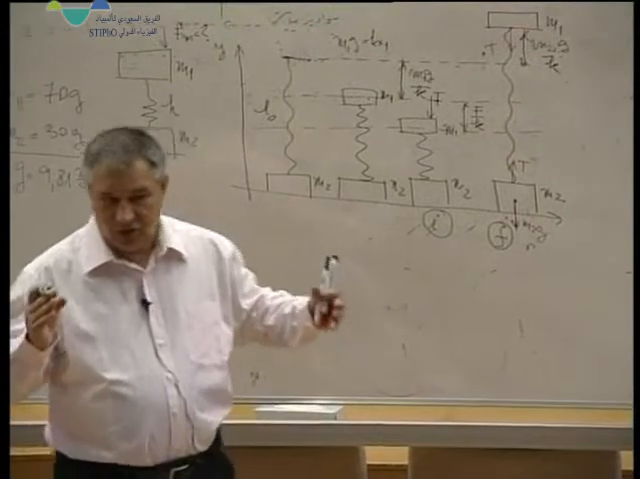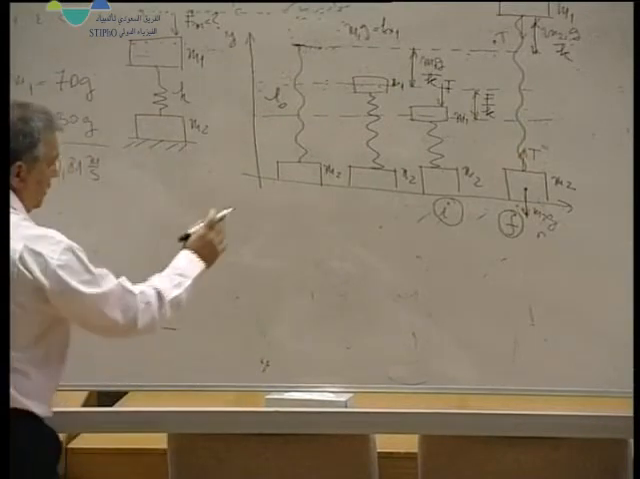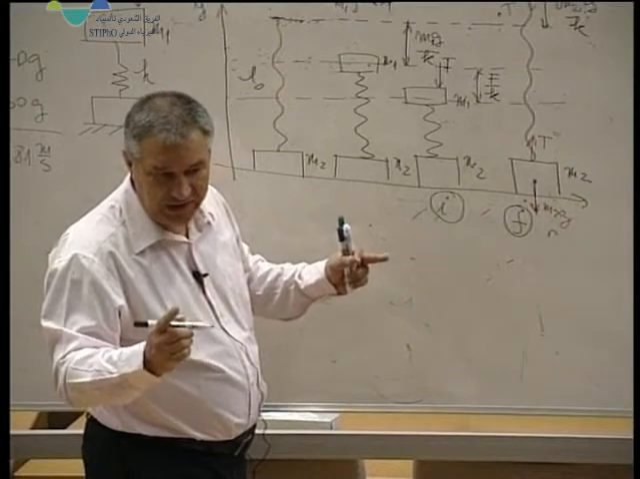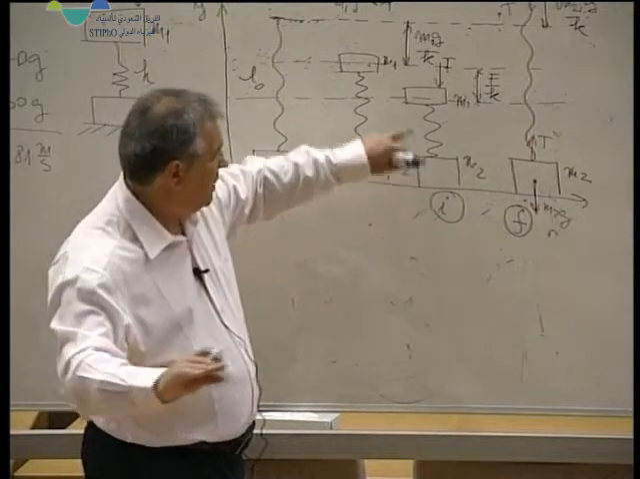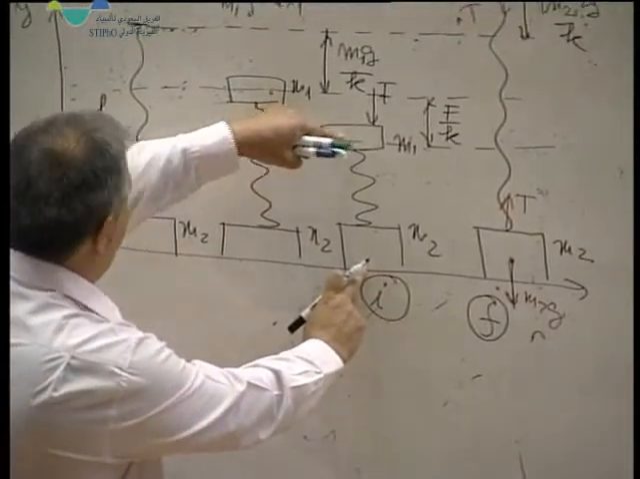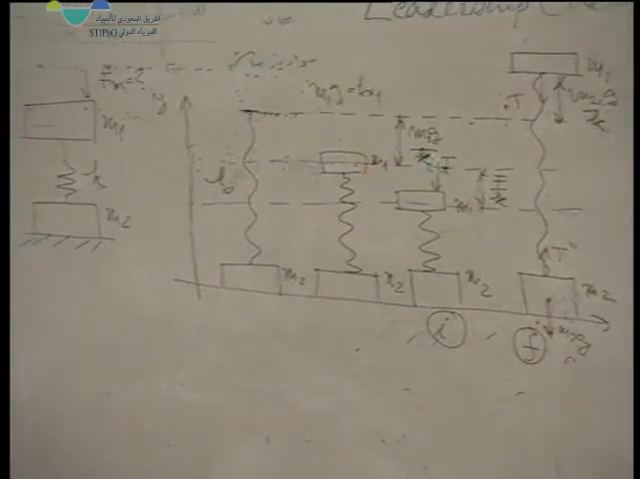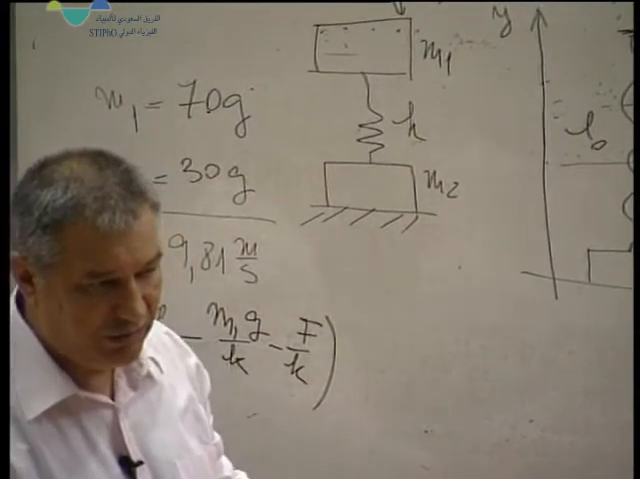So, I can write the equality of the energy in both situations. In the initial situation, I begin with gravitational potential energy, mgh. M2 has none, because h is 0. But M1 has m1g times h. And what is h? h is this distance, which is L0 minus m1g over k minus f over k. Everybody see? L0 minus m1g over k minus f over k. This is mgh. Okay?